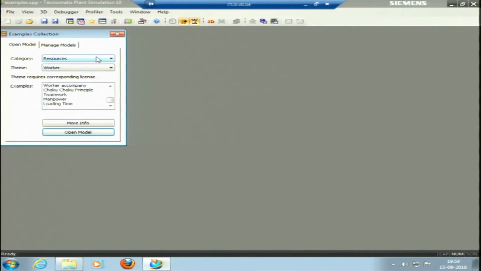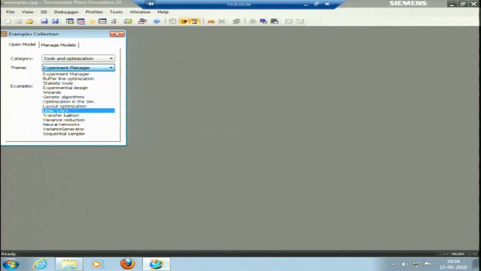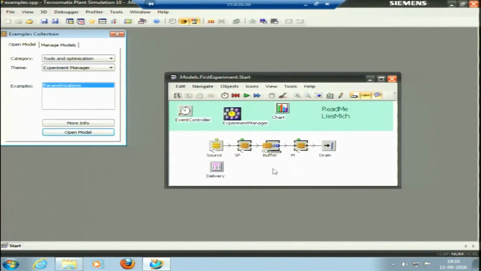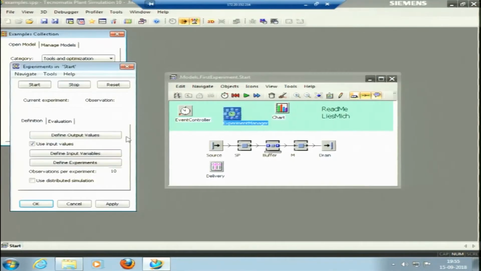Then let me come to the major simulation thing, that is the experiment manager. Tools and optimization, experiment manager. Okay, this is one of the models where we have an experiment manager. This experiment manager can show the simulation. If I run this model, or let me open this experiment manager first. It has definition and evaluation.